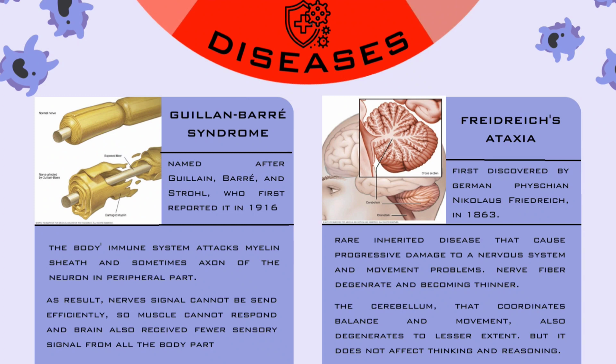And the other disease that I will talk about is Friedreich ataxia. This is a rare inherited disease that causes nerve fiber to degenerate and become thinner. This causes progressive damage to a nervous system and movement problem. The cerebellum, which is one of the parts of the brain, also degenerates to a lesser extent. So, this affects the coordination, balance and movement of patients who suffer from this disease.